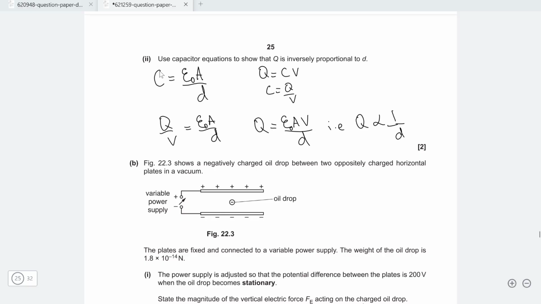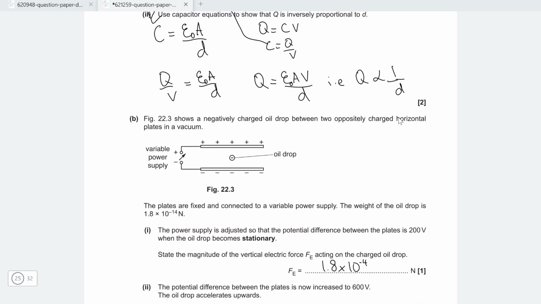Well, the parallel plate capacitor equation says that C is equal to ε0A over D. This is given in your formula sheet. Although we also know that Q is equal to CV. Rearranging for C, we know that C is equal to Q over V, i.e. if we were to plug this in to here, we're going to get that Q over V is equal to ε0A over D. In other words, Q is equal to ε0AV over D. So given that those two quantities remain constant, Q will be inversely proportional to 1 over D, or to D.